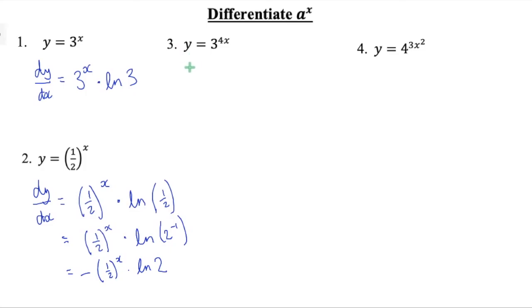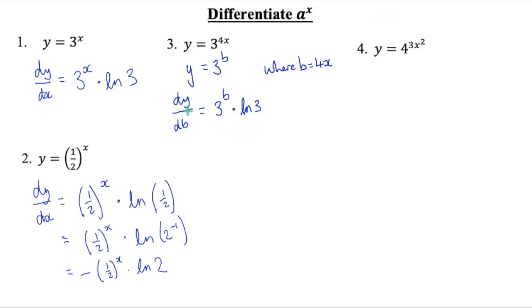Question 3. Let's simplify this so it's a bit more familiar. Let y equal 3 to the power b, where we define b to equal 4x. Well, we can differentiate this with respect to b, because that's what our formula allows us to do. So it says leave the exponential term alone and then multiply it by ln 3.